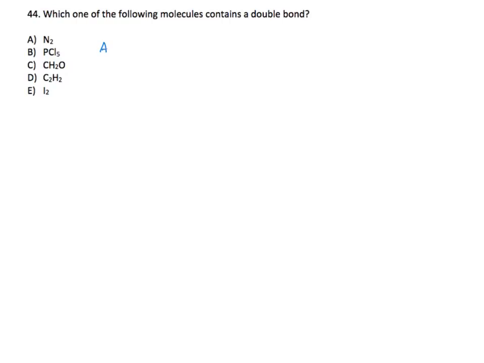A is N2. We start out by drawing the skeletal structure with the atoms connected by single bonds, and we add up the number of valence electrons for nitrogen. So 2 nitrogens is 2 times 5 equals 10 valence electrons. We've already used 2 to make the single bond between the 2 nitrogens, leaving behind 8, and we use those electrons to fill up the outer octets. So we can go 2, 4, 6, 8, and now we're out of electrons.